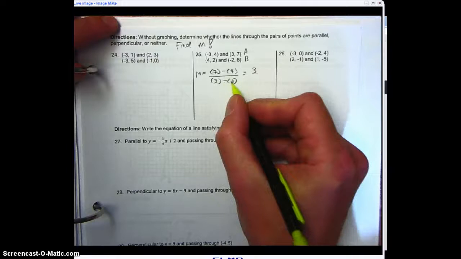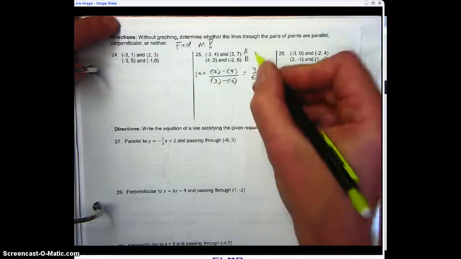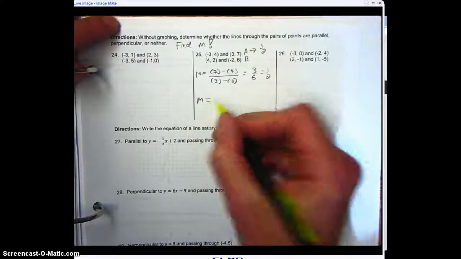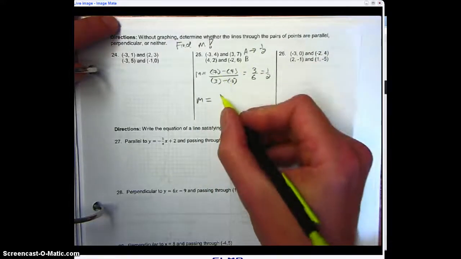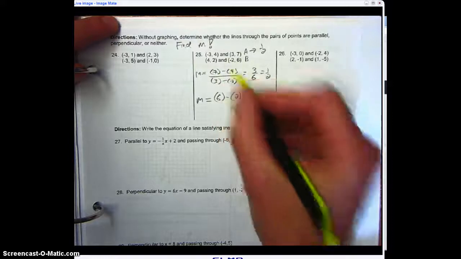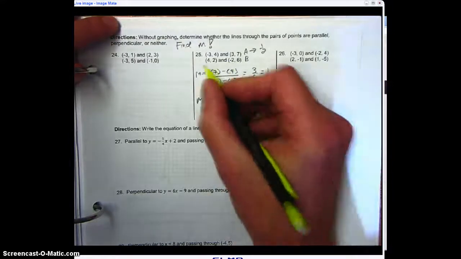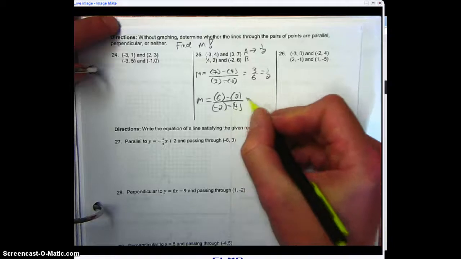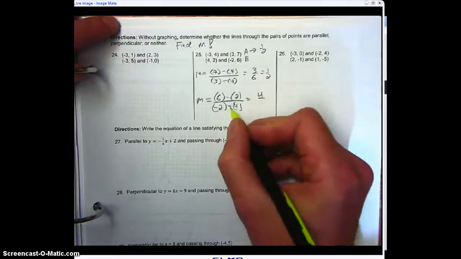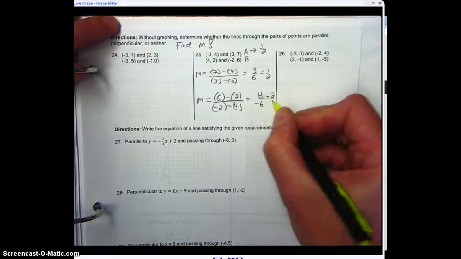3 minus negative 3 is really 3 plus 3, which is 6, so the slope of that one is 1/2. Now do the slope of line B: y2 minus y1, 6 minus 2, over negative 2 minus positive 4. 6 minus 2 is 4, and negative 2 minus 4 is negative 6, so it has a slope of 2/3.